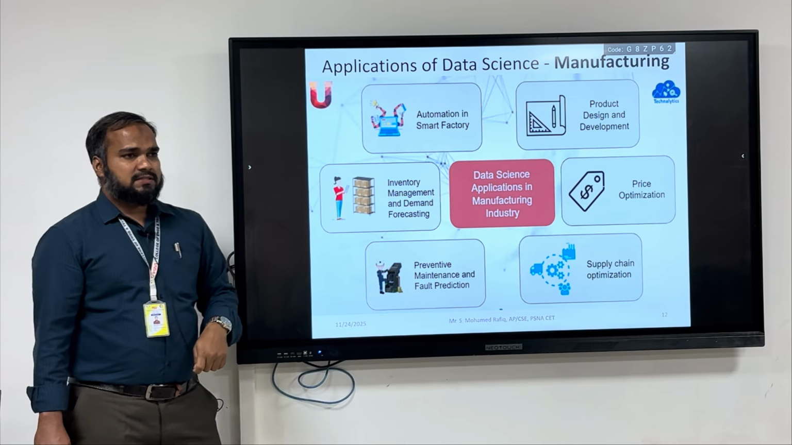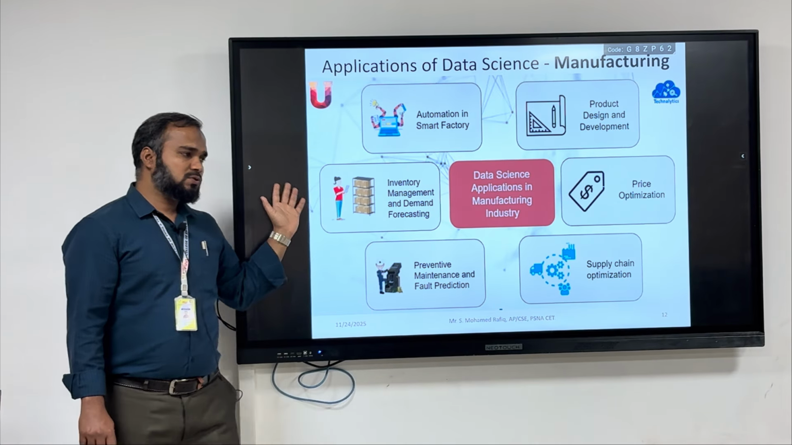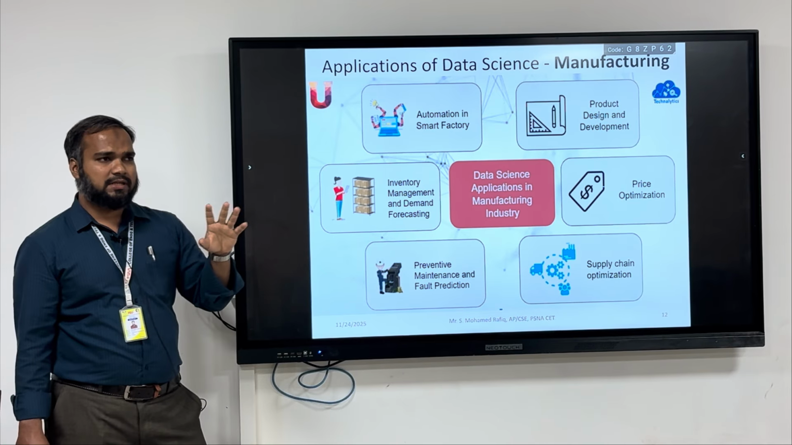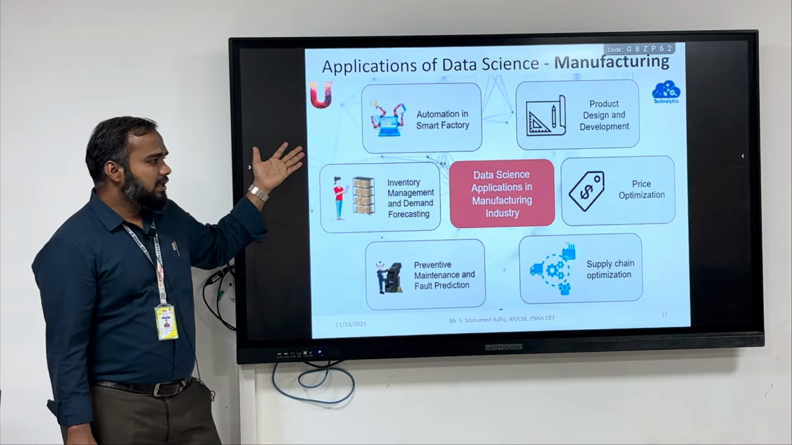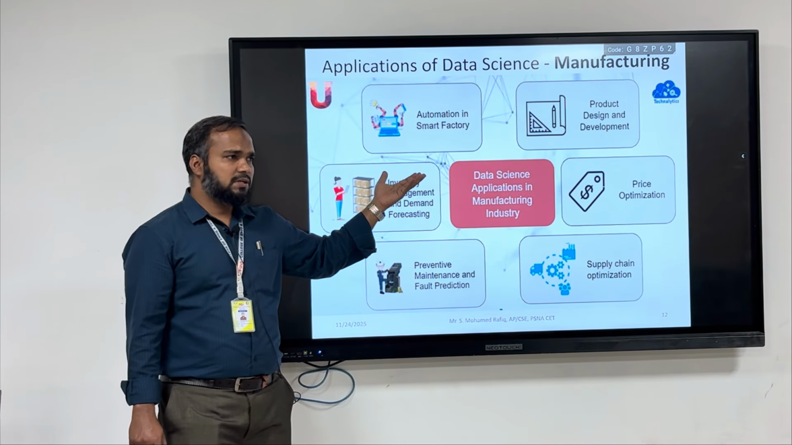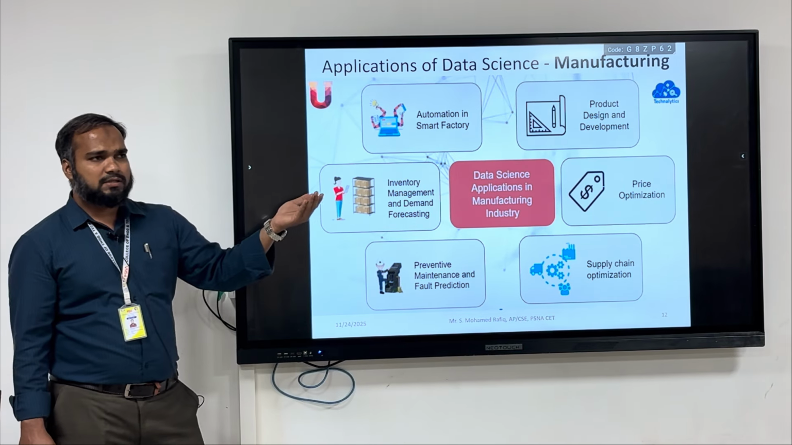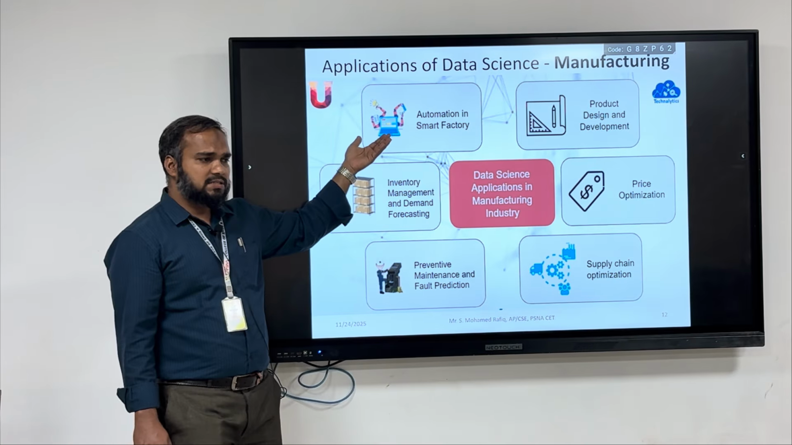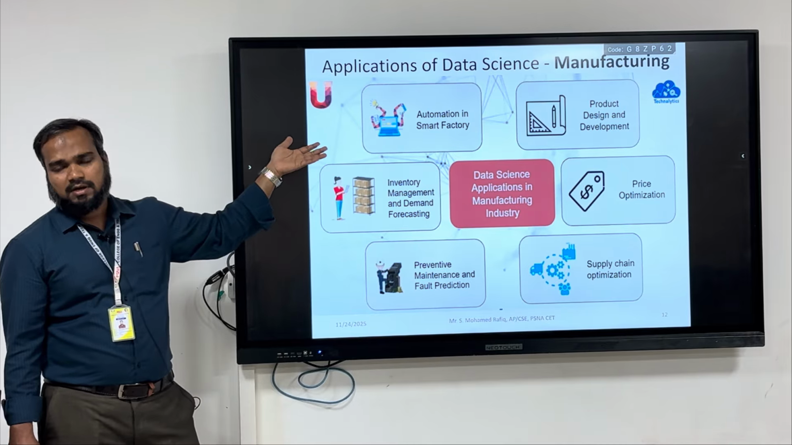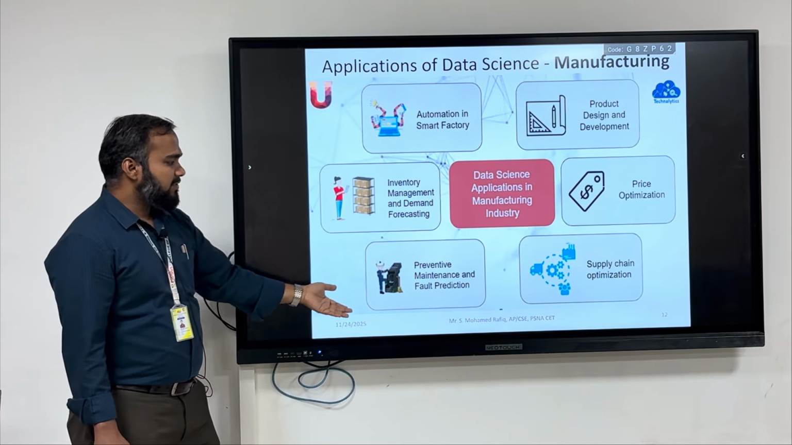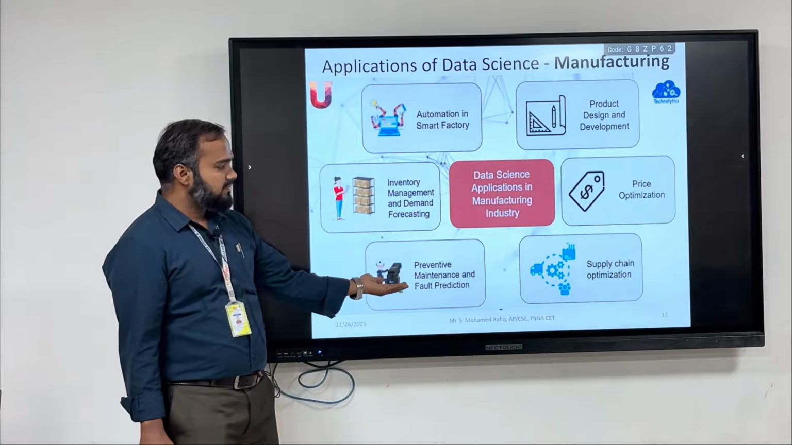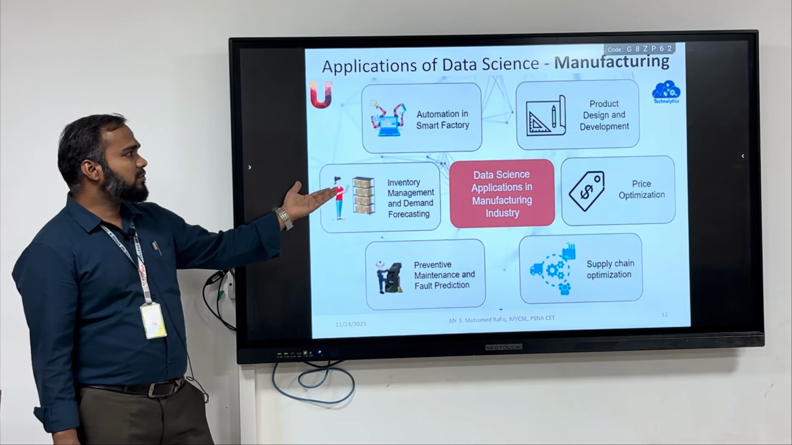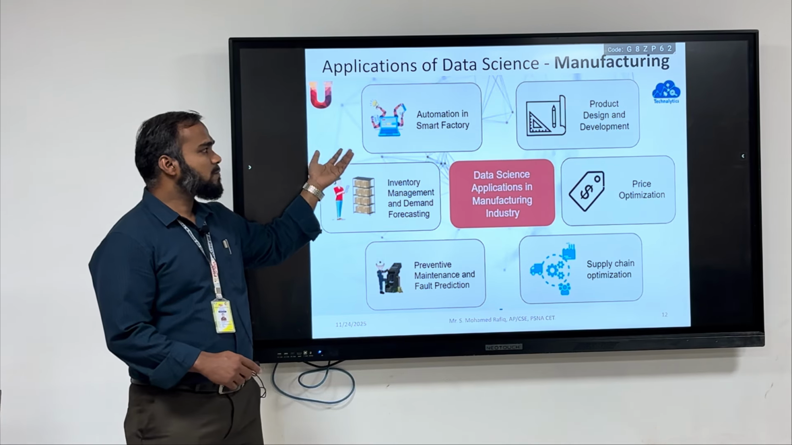Then in manufacturing, data science is very useful because inventory management and demand forecasting are based on data science applications only. Then it gives price optimization. If any fault occurs in the manufacturing unit, data science can predict it in advance by analyzing data from previous machines. Preventive maintenance, fault detection, and supply chain optimization are major applications in the manufacturing sector.